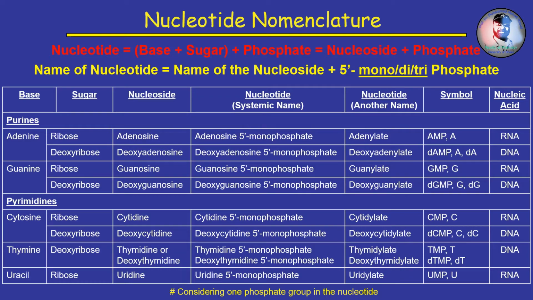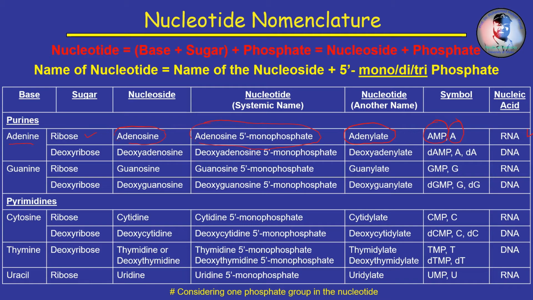According to this system, if the base of the nucleotide is adenine and the sugar is ribose, that is, they are part of an RNA nucleotide, then the name of the nucleoside is adenosine and the name of the nucleotide is adenosine 5' monophosphate, and the symbol of the nucleotide is AMP. This nucleotide has another one-letter symbol, that is A, which is used to write the sequence of an RNA chain. Adenine-containing RNA's nucleotide has another name, which is adenylate.